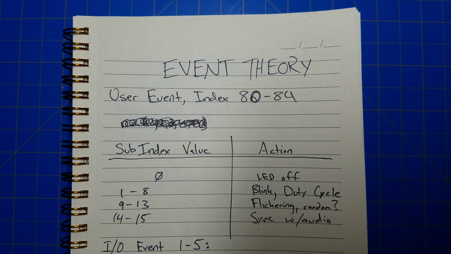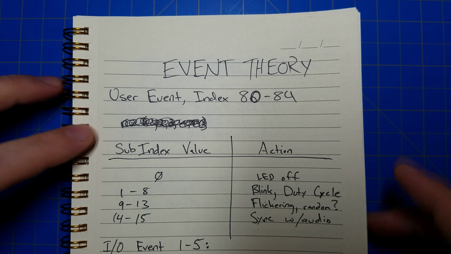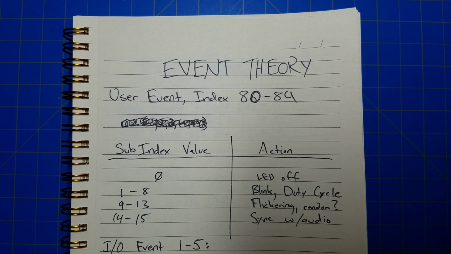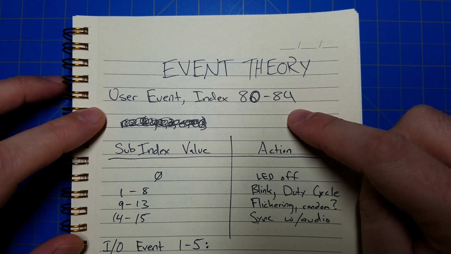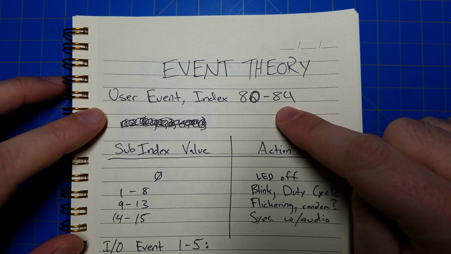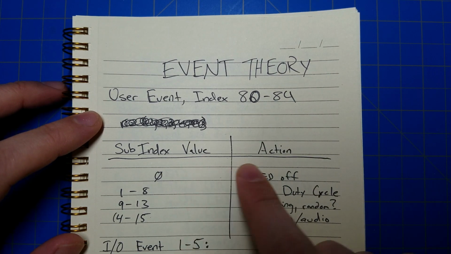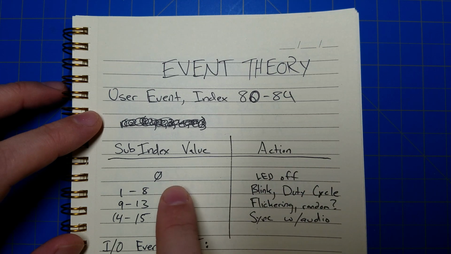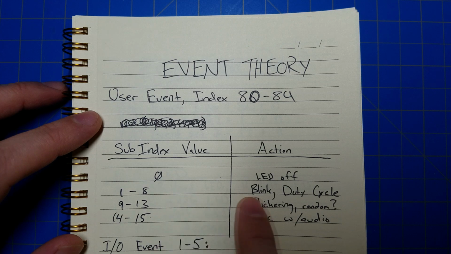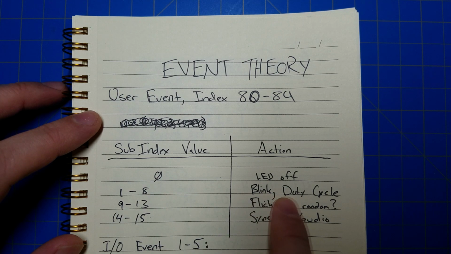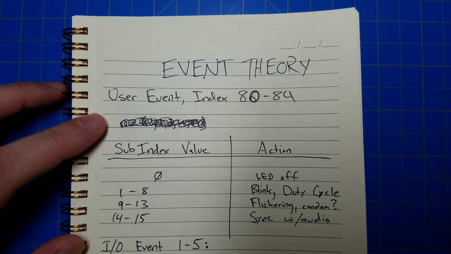You stuck with me this long, I'll let you peek into my notebook. This is my current working theory on what events do what. For user events, which can have an index of 80 through 84, the sub-index value determines the action that value creates. If the sub-index value is 0, the LED is off. 1 through 8 puts it in a blinking mode. Different values change the duty cycle, meaning how long that LED stays on versus how long it stays off.